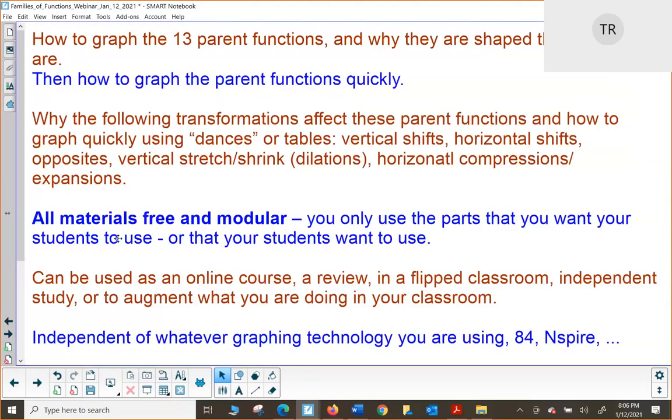All the materials are free and modular. You only use the parts you want or need to use. And again, flipped classroom, independent study, whatever. And lastly, it's independent of whatever graphing technology you are using. It doesn't matter if you're using an 84, an Nspire, or something else. So you will see a lot of my screenshots are from Nspire just because they really look good.